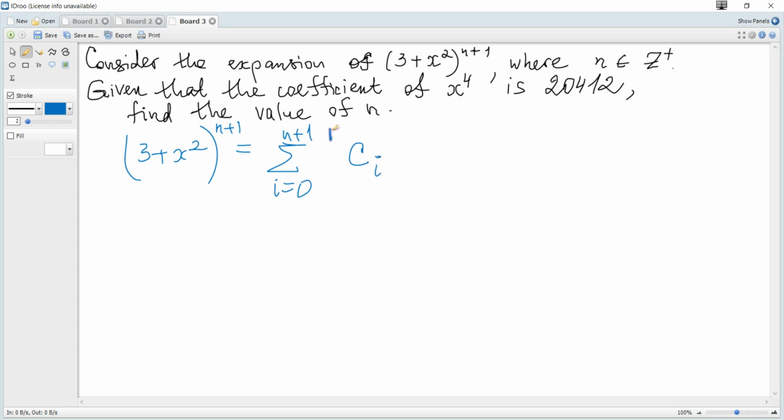combinations i out of n + 1, and it will be more useful for such type of problems, when the exponent, this power, is unknown, to consider x to be raised to i. So it's x squared to the power i, so it's just x to the power of 2i, and 3 to the power of n + 1 minus i.